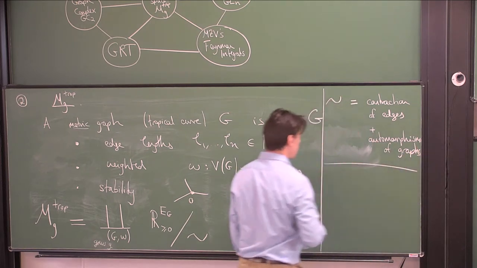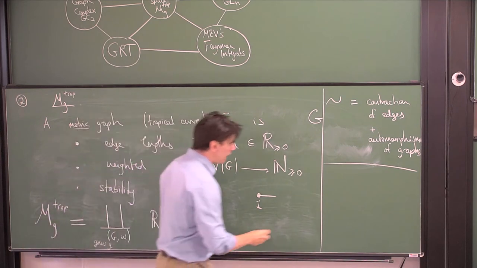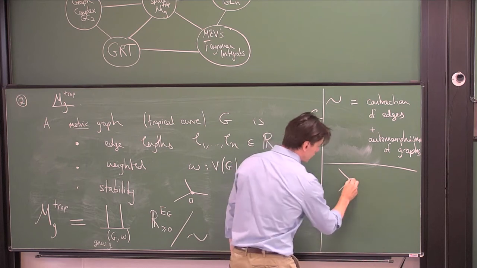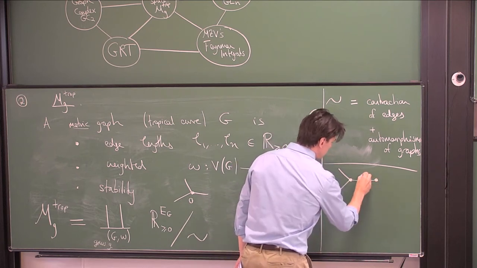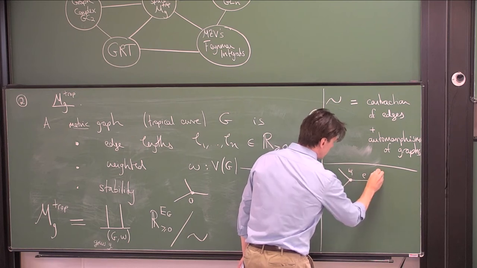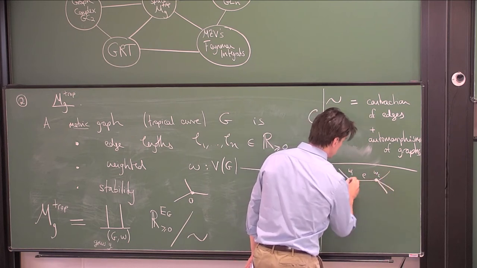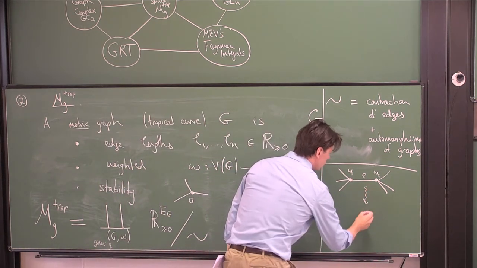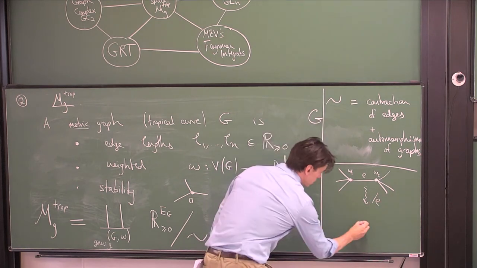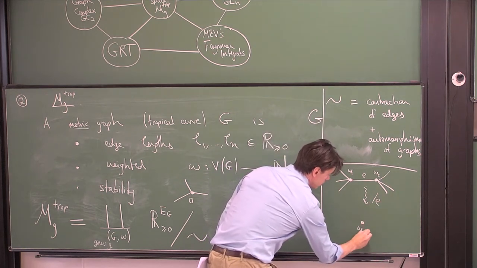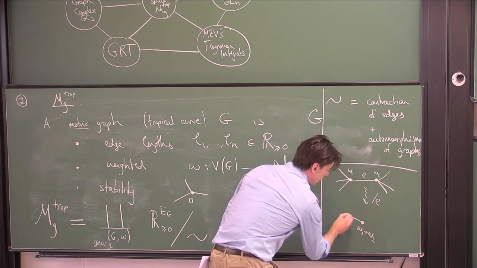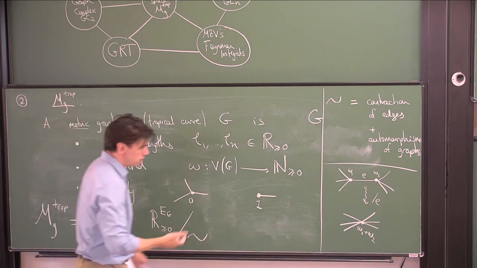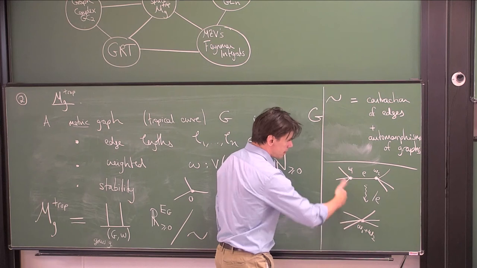I'll explain these in just a second. So first, contraction of edges. There are two ways you can contract edges. If you have an edge E here, and the adjacent vertices have weights W1 and W2, then when you contract edge E, the new vertex acquires the sum of the weights. So the genus hasn't changed. In this picture, the sum of the weights is the same and there are no new loops.